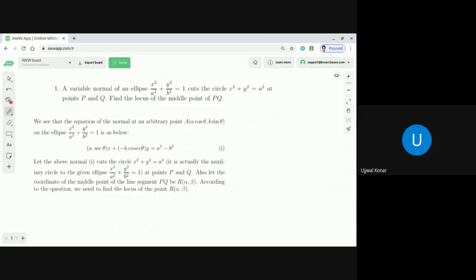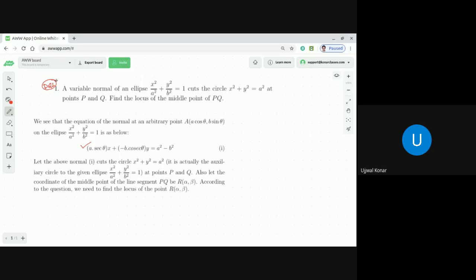If you look into it, dear students, the equation of the normal at an arbitrary point a cos theta comma b sin theta on the ellipse x square by a square plus y square by b square is equal to 1 is a sec theta into x minus b cosec theta into y is equal to a square minus b square. Now, this is a variable normal. Why? Because you vary theta, you get different points on the ellipse and you will get different normals to that ellipse at that point. So this is equation 1. Correct or not, dear students?